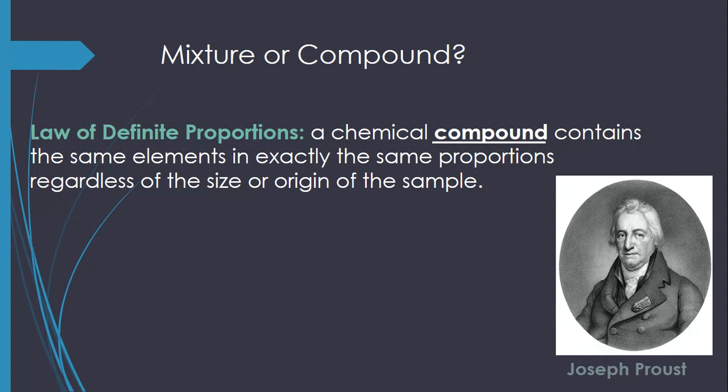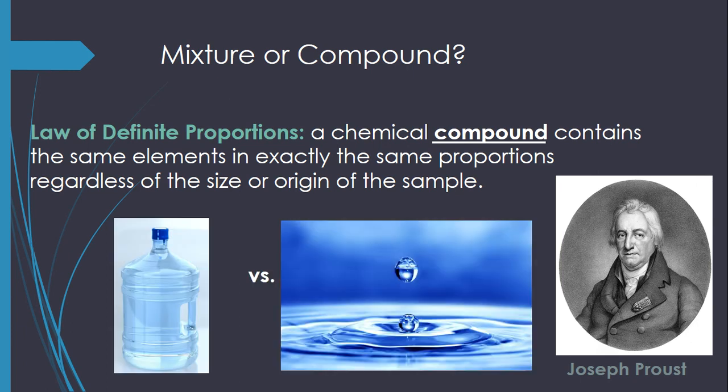And then mixture or compound is determined by the law of definite proportions. A chemical compound contains the same elements in exactly the same proportions, regardless of the size or origin. So this was Joseph Proust who figured this out. And basically what it means is if you have a drop of water, water being H2O, whether you have a jug or a drop, or if it's from Mount Everest, or if it's from the Dead Sea, it doesn't matter. Water is H2O. It has the same basic ingredients, right? It's the same no matter where you are.